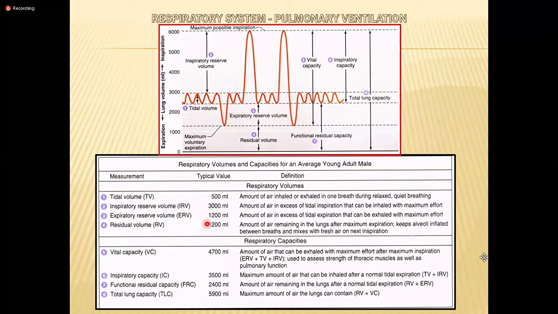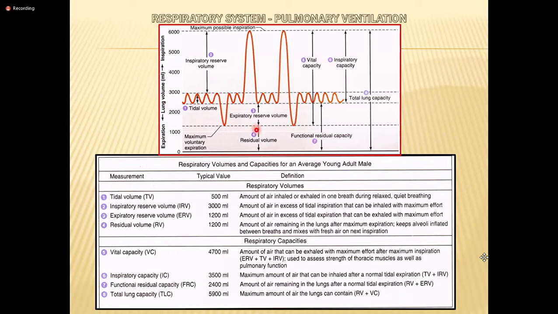Your expiratory reserve volume is 1200 ml. That is the amount of air in excess of your tidal expiration that can be exhaled with maximum effort, because there is recoil of the lungs, remember? The respiratory muscles will not come into play in your regular expiration. But aside from that, you can still expire some more. And so that is your expiratory reserve volume.